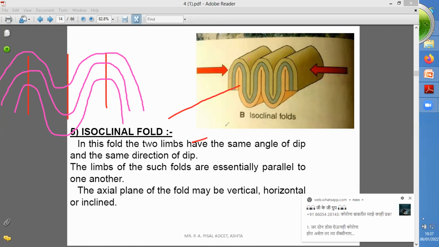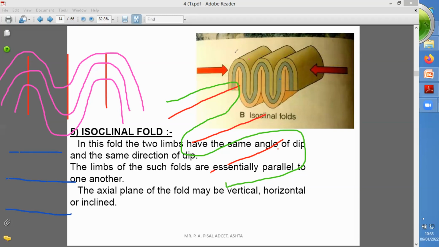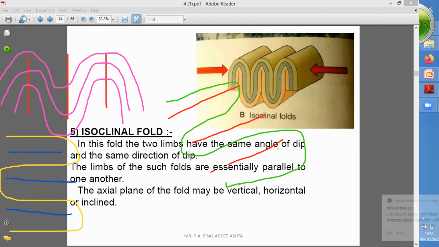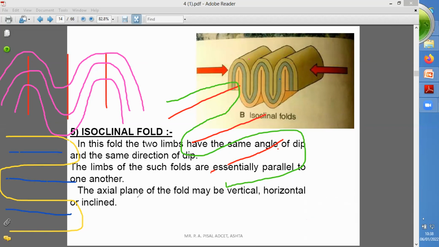आता या ठिकाणी अशी जर inclined एक्झियल प्लेन असेल तर याच्या साइड सुद्धा कशा असणार आहेत? अशा इन्क्लाइन डायरेक्शन मध्ये या साइड्स असणार आहेत, like this. और it may be horizontal, okay, like this. Suppose these are the axial planes which are vertical and the sides are also here. It may be like this. Okay, that's why the last sentence is there. The axial plane of the fold may be vertical, horizontal or inclined.